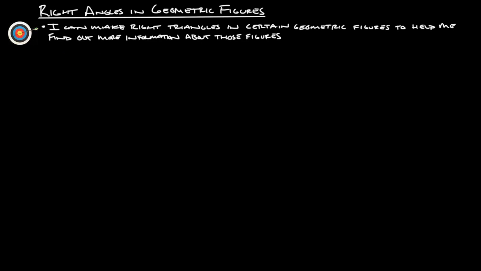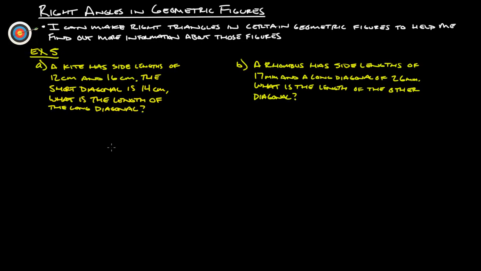Okay, so using that information, let's take a look at example 5. Part A: a kite has side lengths of 12 centimeters and 16 centimeters. The short diagonal is 14 centimeters. What's the length of the long diagonal? I always like to draw a picture when we get questions like this so that it makes it a little bit easier to see and digest. So let's draw a picture of this.